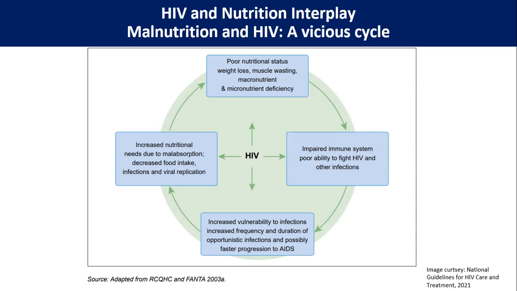And all this leads to an impaired immune system, which in turn leads to a poor ability to fight the HIV, because their CD4 count is low, and therefore there is higher virus replication in their body. This in turn leads to increased vulnerability to infections, and increased frequency and duration of opportunistic infections, which can lead to faster progression towards AIDS, the final condition, which in turn causes increased nutrition needs.